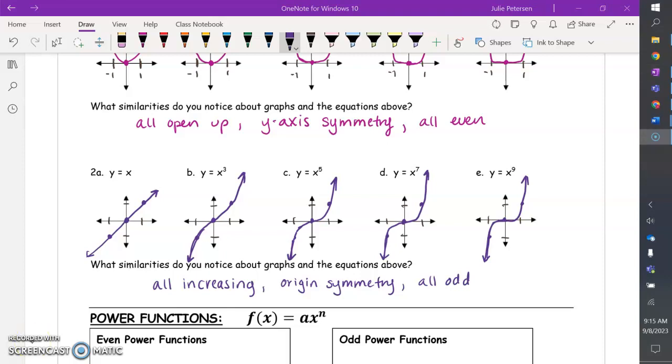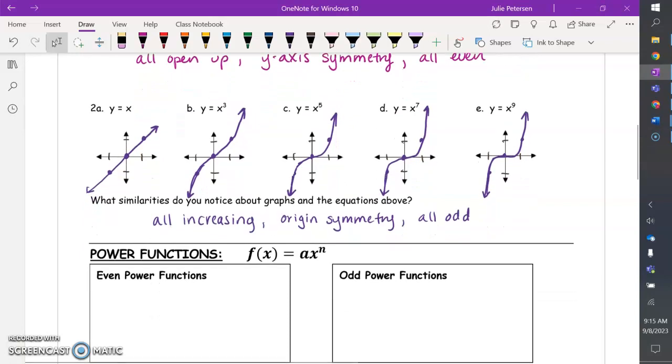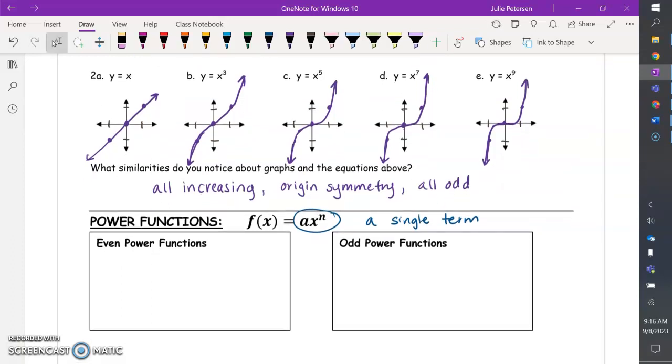Okay, so these are all power functions. Power functions have the form f of x equals some coefficient times x to the n. One of the key features is that it is just a single term. There's nothing added or subtracted here. The even power functions that we talked about would be y equals x squared, y equals x to the 4th, y equals x to the 6th, and we said they all have y-axis symmetry.